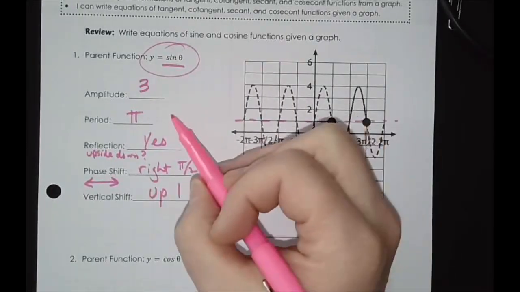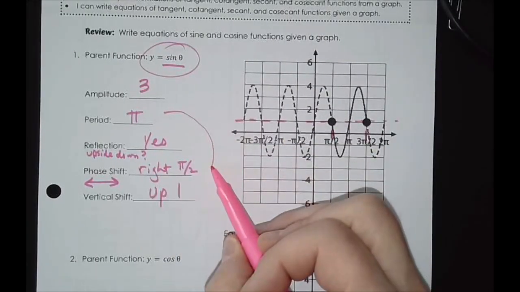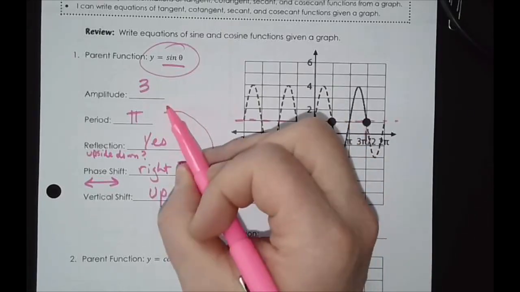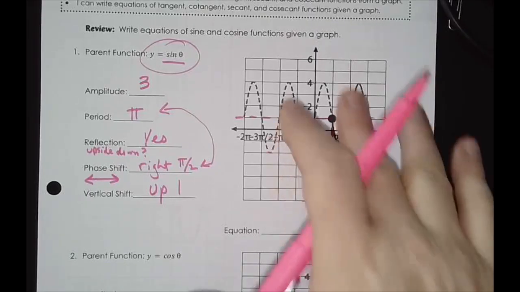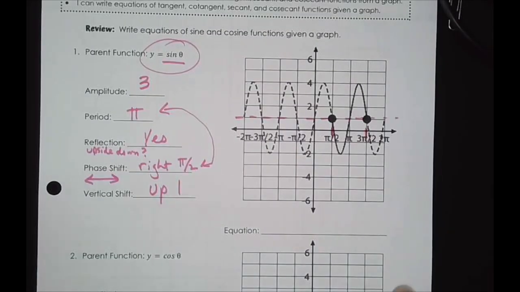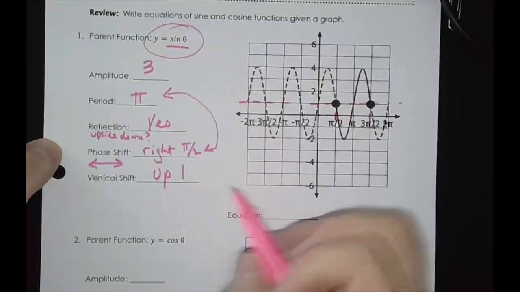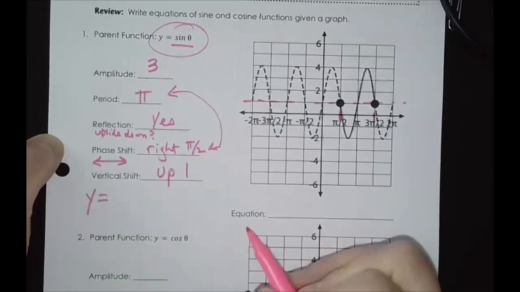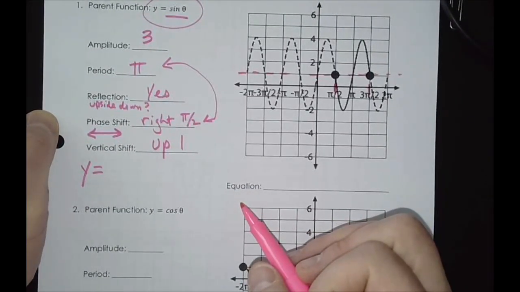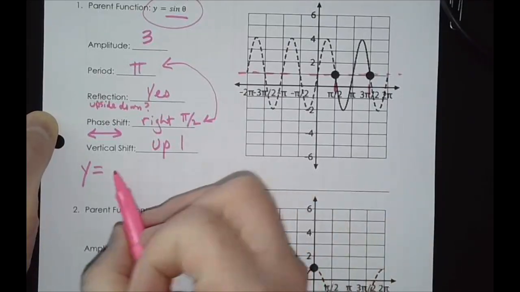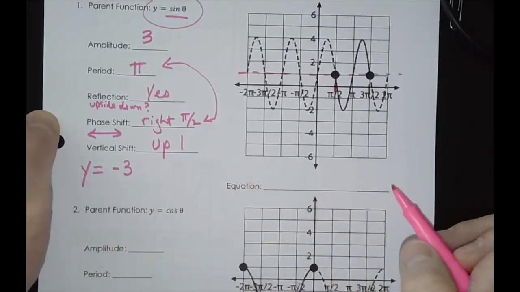Now, these two are tied together, this period and this phase shift, because when you do a period and a phase shift at the same time, those are the problems where you had to distribute into parentheses. We actually did sine and cosine before, but now we're going to do some tangent and secant. All right, so let's talk about this. It's going to be y equals, obviously. What number goes first? Negative 3 is the right call.